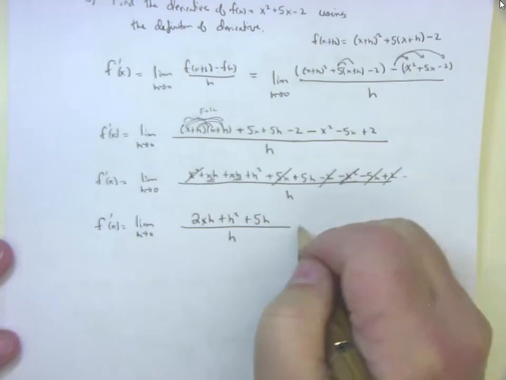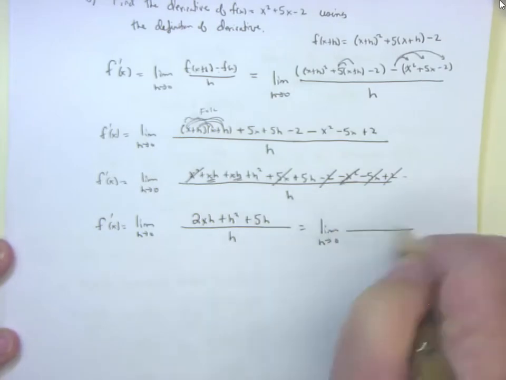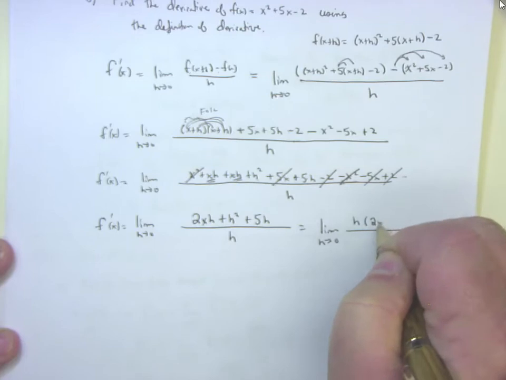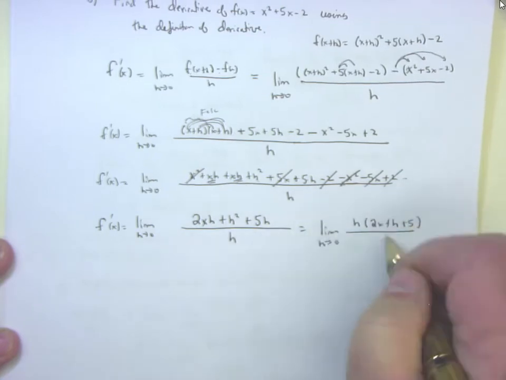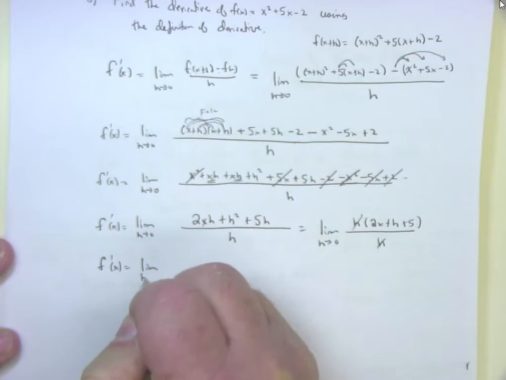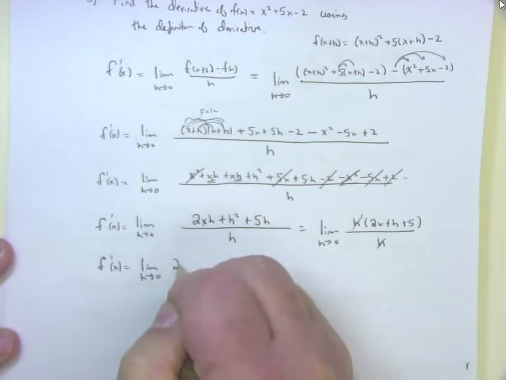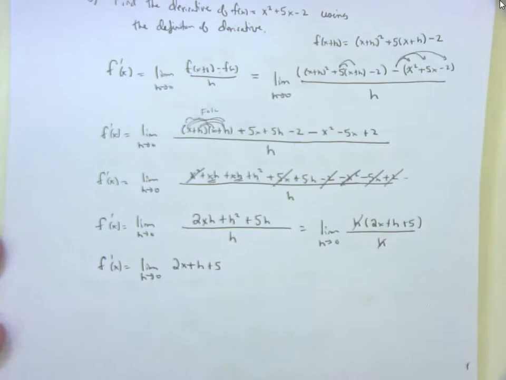So this would be equal to the limit as h approaches 0 of, factoring out that h, leaves you with a 2x plus an h out of the x squared plus a 5. I'm pulling the h out over h. H is canceled. So f prime of x is equal to the limit as h approaches 0 of 2x plus h plus 5. So all this work is to cancel that h off the bottom.